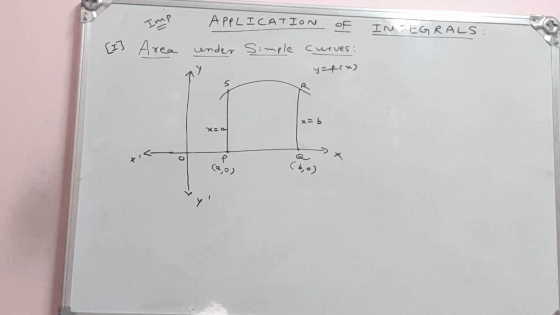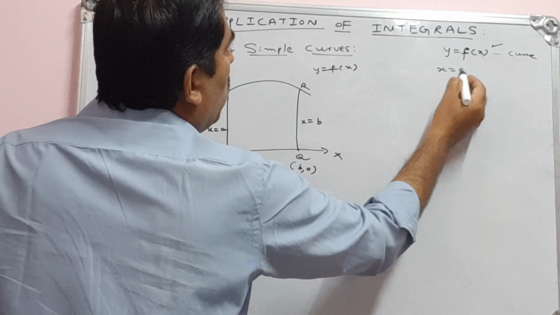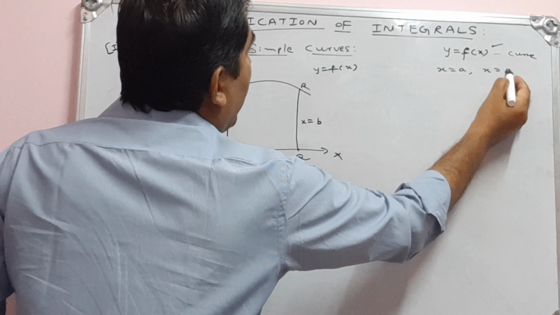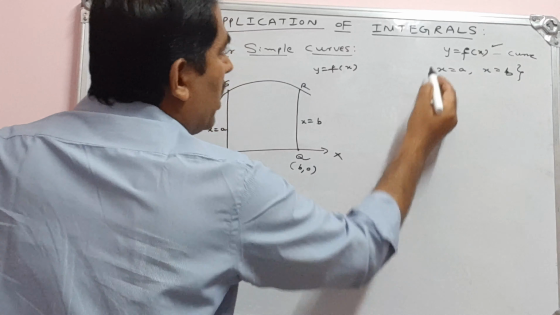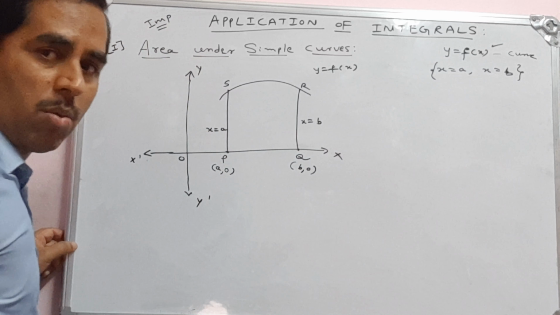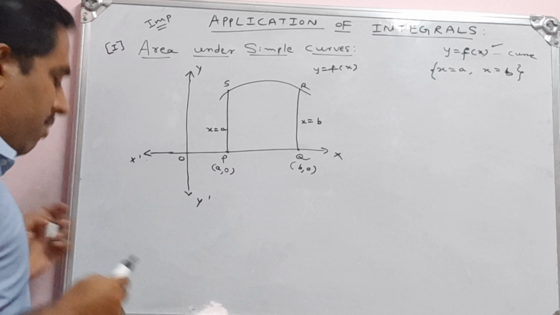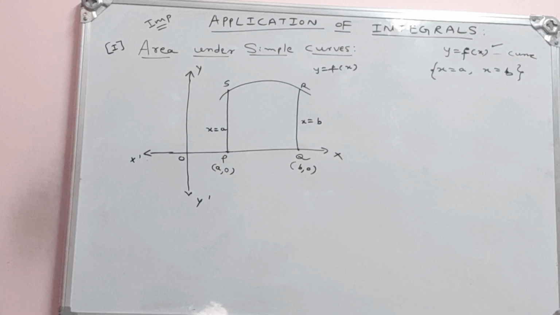I have the situation like this. I have two lines. What are those two lines? First of all, I have a given curve of the form y is equal to f of x, and I have two vertical lines. In this case I am considering vertical lines, that is x is equal to a and another line x is equal to b. And here the question comes.